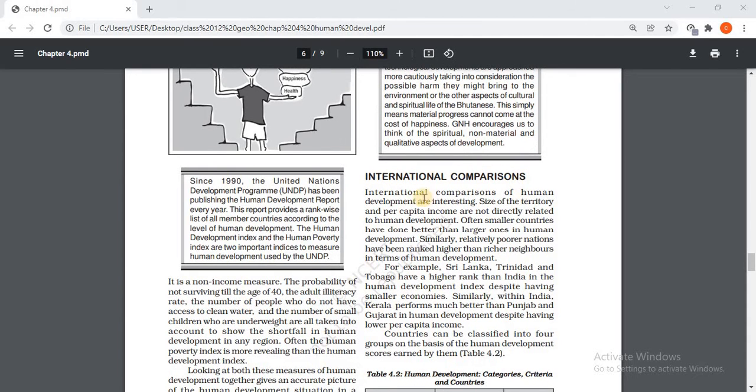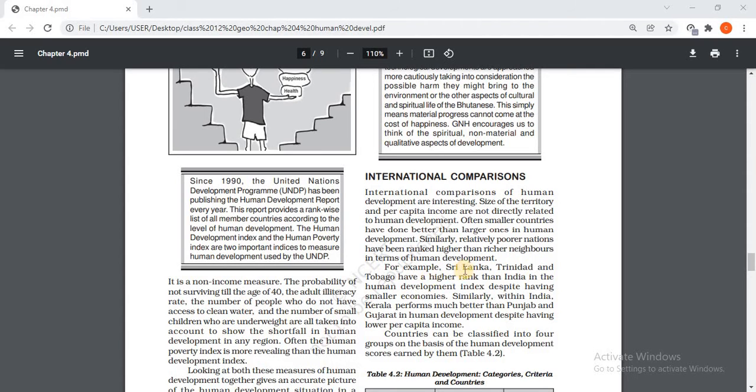International comparisons. International comparisons of human development are interesting. The size of the territory and per capita income are not directly related to human development. Often, smaller countries have done better than larger ones in human development. Similarly, relatively poorer nations have been ranked higher than their richer neighbors in terms of human development.